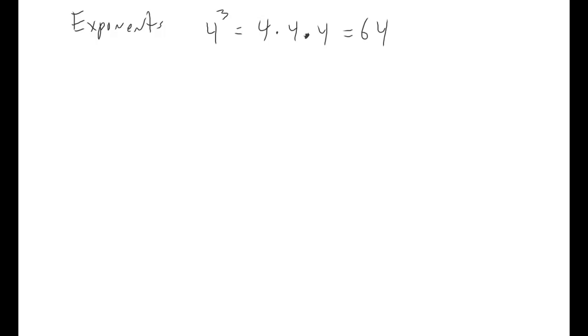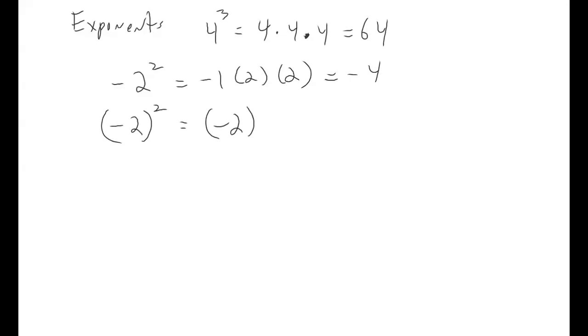And when numbers are fairly straightforward, and we get to use calculators, you can easily just type this into a calculator as well. Always be careful with your calculator, because there is a difference. -2 squared is the same as writing -1 times 2 times 2, which is -4, versus -2 in parentheses squared, which is -2 times -2, which is 4.